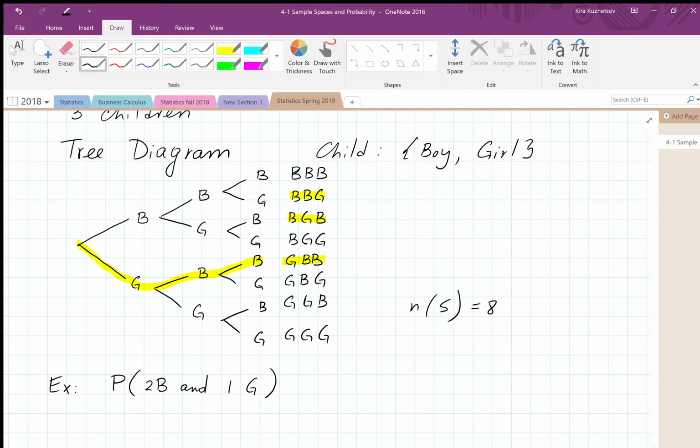So notice, in order for me to find the probability of this event, I need the 3 scenarios that fall under the category of 2 boys and 1 girl, divided by the number in your sample space. So this takes us to the next definition, which is the formula for classical probability.